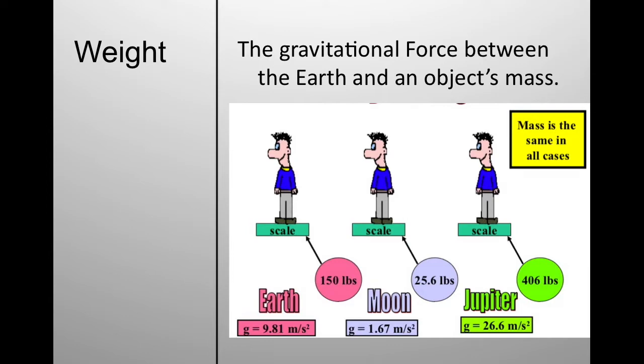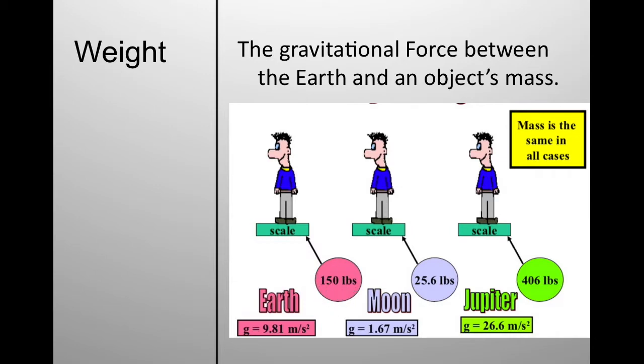Going back to weight, we did learn this already, and we already know that weight is the gravitational force that pulls down on an object's mass. For example, if you were on Earth at 9.81 meters per second squared, being the gravitational pull, if we were to take your mass and multiply it by 9.81, you would have about 150 pounds, or half that in kilograms.